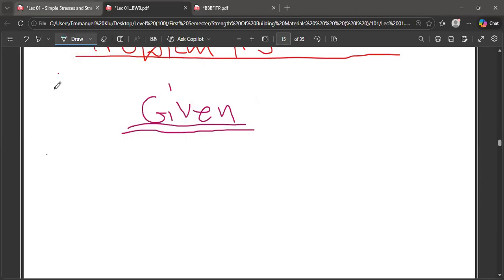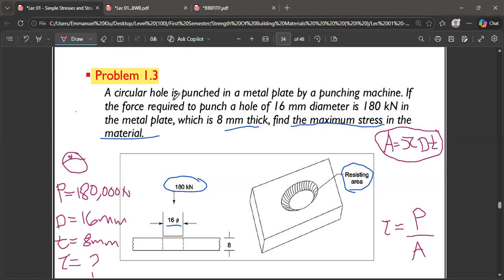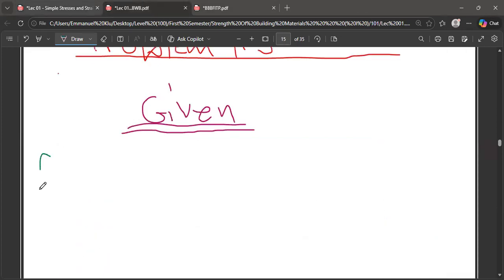Exactly. So let's go back to the question. A circular hole is punched in a metal plate by a punching machine. If the force required to punch a hole of 16 mm diameter is 180 kilonewton in the metal plate, which is 8 mm thick, find the maximum stress in the material. So in this case, they told us that our force required to punch a hole is this over here, so let's quickly write that down. Our force, F, is equal to P, which is equal to 180 kilonewton.